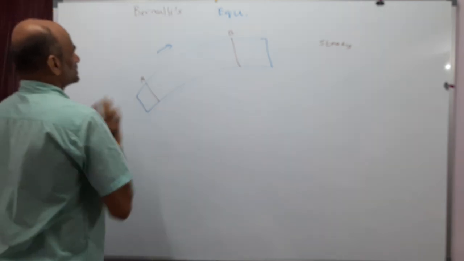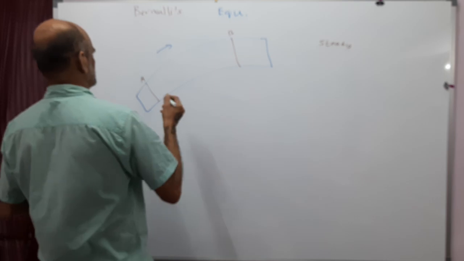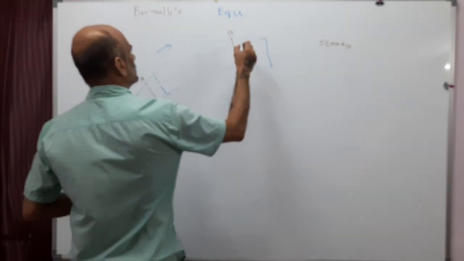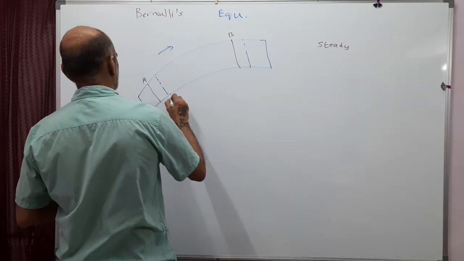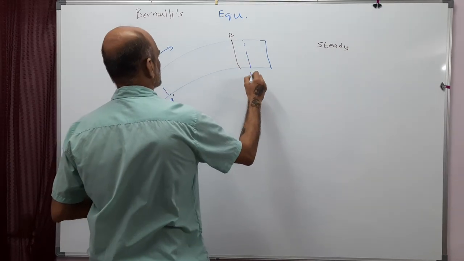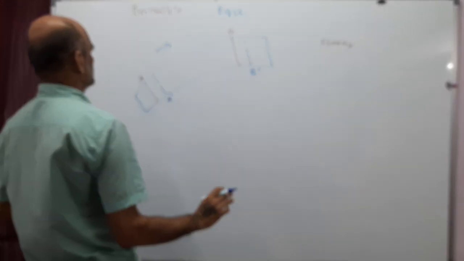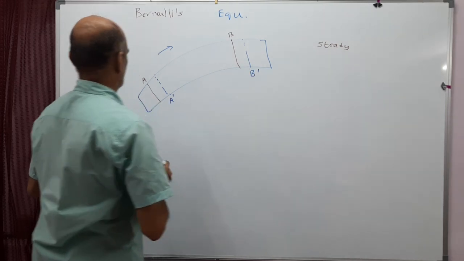So this is at an initial time T1. At a later time, the liquid will have come here and this thing will have moved here. See A prime and B prime. I'm identifying the fluid, liquid in region AB. So at T2, it will have moved here.